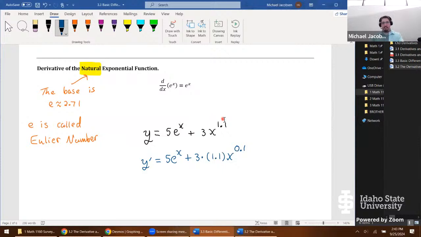That looks pretty weird, but this could be anything. It could be pi. If that exponent was pi, pi would go right here, so now it's 3 times pi. And the new exponent would be pi minus 1. Kind of awkward to write in, but that pattern for the power rule always goes exactly the same way. Then simplifying, we just get 5e to the x plus 3.3, multiplying those constants, x to the power of 0.1. So that's our last row of these notes. Any questions, folks, with our example to go along with this one?